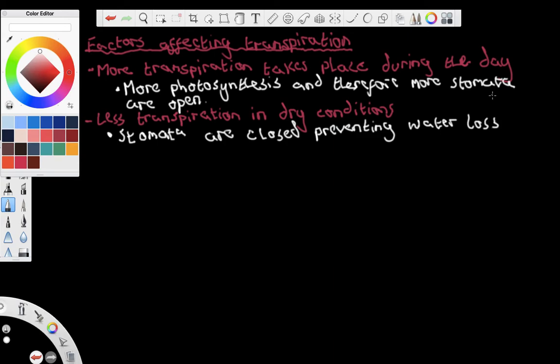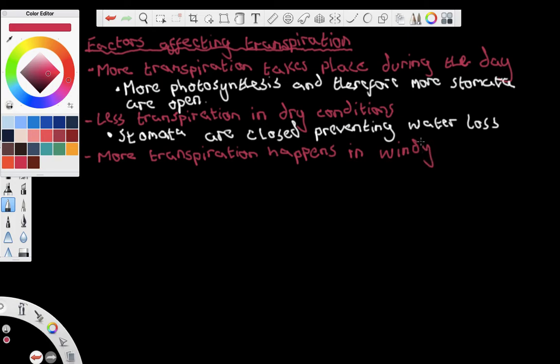Next one. More transpiration happens in windy conditions. So more transpiration happens in windy conditions.